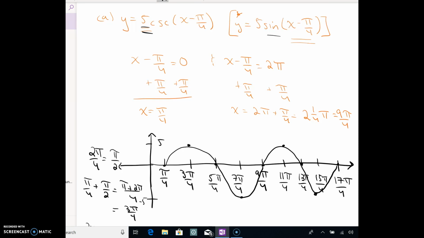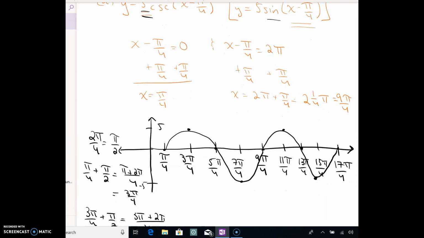Okay, so this is what our function looks like. We just sketched y is equal to 5 sine of x minus pi over 4. Now what we're going to do is use the fact that we're not dealing with sine, but with cosecant, which is its reciprocal. So here are the following rules.